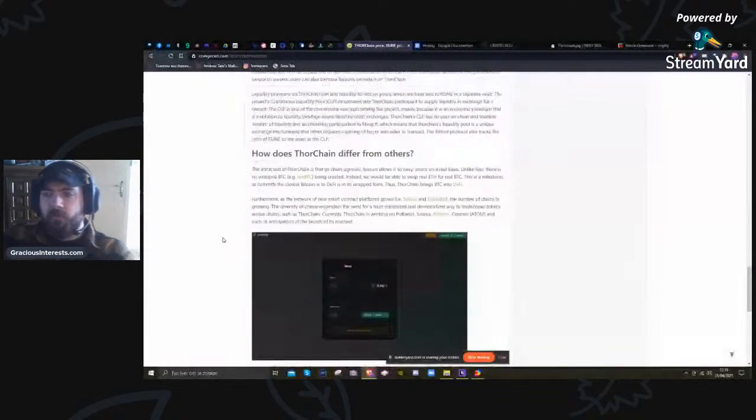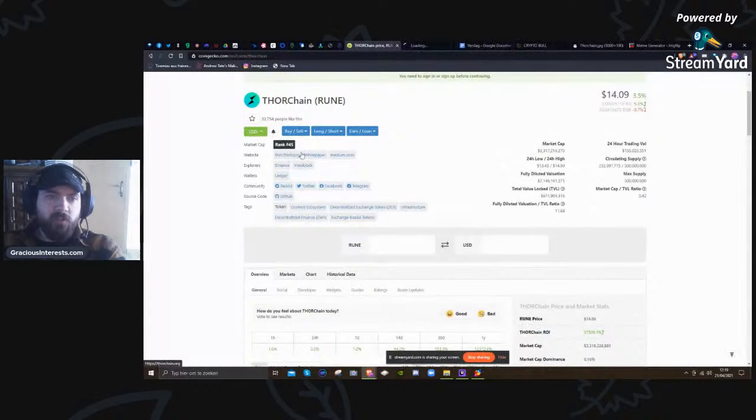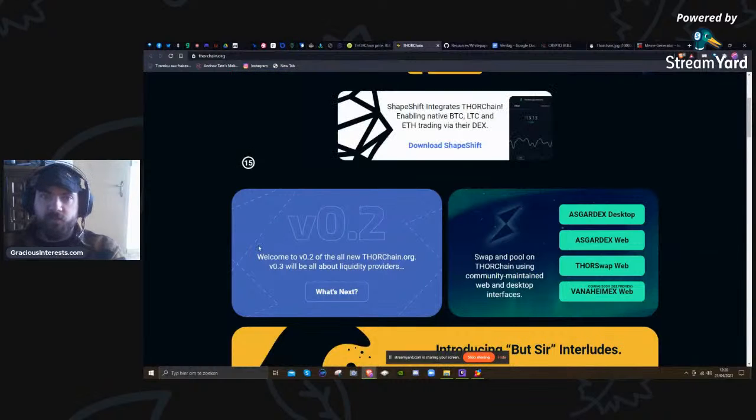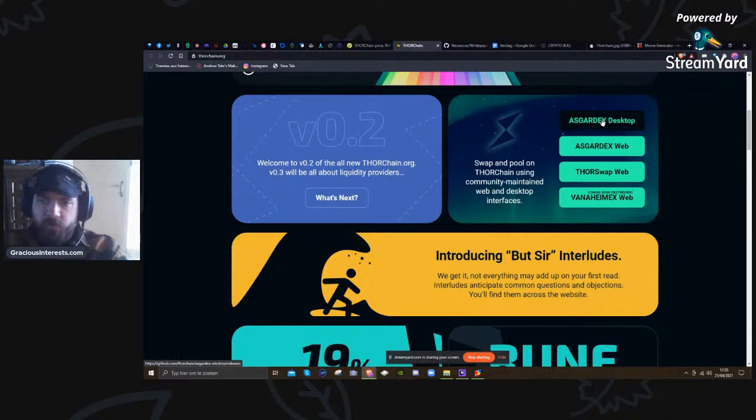So, as said before, I will move on to do an analysis of the website, white paper, etc., and the community, THORCHAIN. What do we have here? Decentralized liquidity protocol, deposit native assets into a liquidity pool. So immediately they tell you how it functions. Nice, fast loading site, which implies decent development. Welcome to the new THORCHAIN.org. Liquidity provider, so it's in full development. Using community maintained web and desktop interfaces.